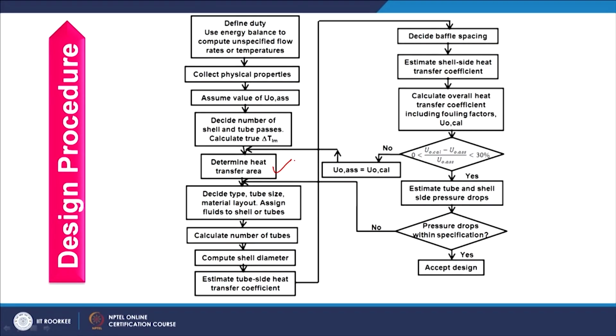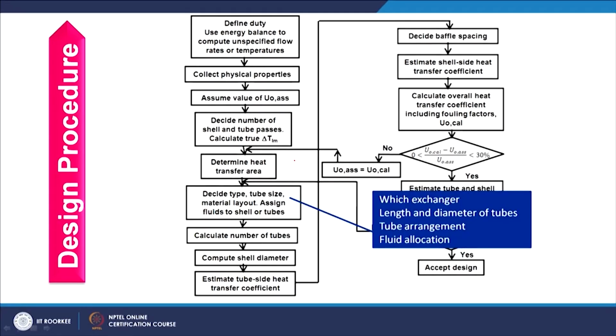So, that is basically the total heat transfer area of the exchanger. And after that you need to decide the following parameters, such as type, tube size, material, layout, and assign fluids to shell side or tube side. So, which exchanger you have to choose? How can you decide that?